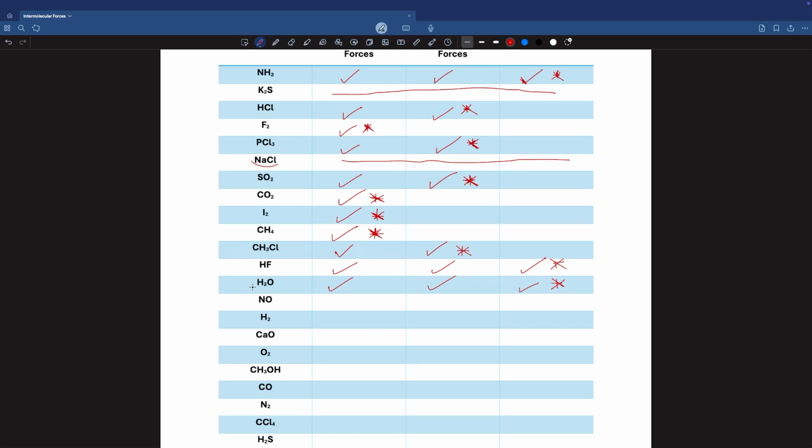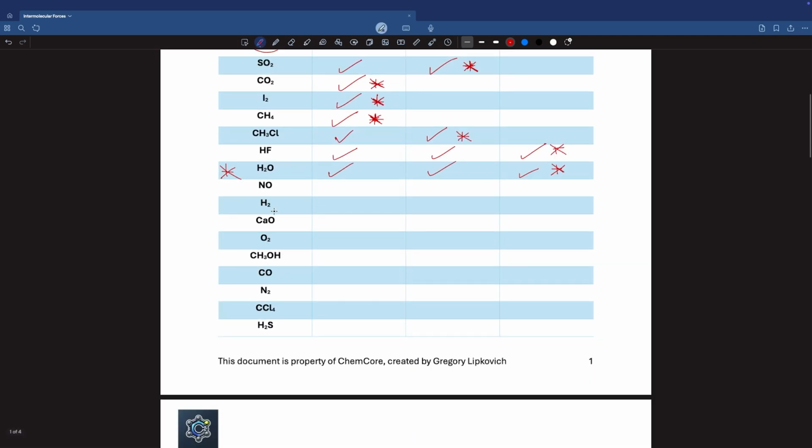And I'll put a star next to H2O because the fact that it has hydrogen bonding is one of the properties that makes H2O such a special molecule, and really is one of the molecules that gave us life on Earth. That's a little tangent, just my own curiosity and fascination with water.